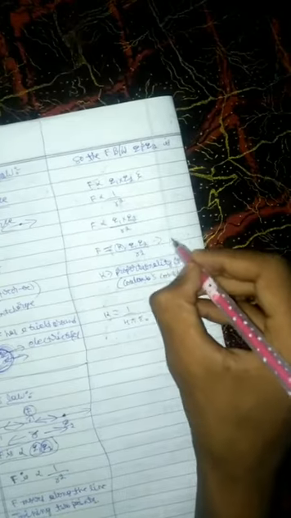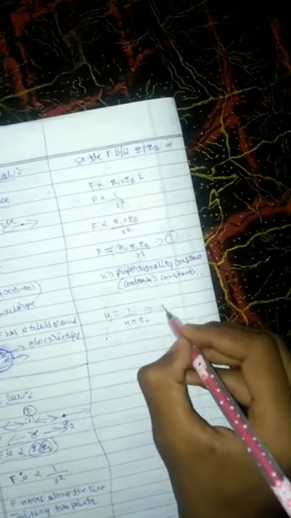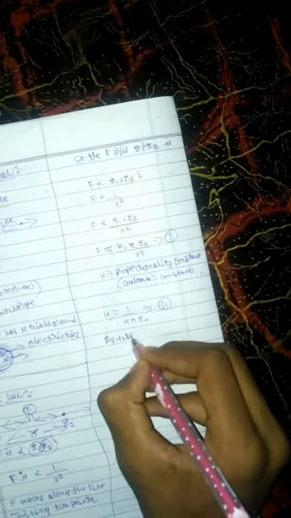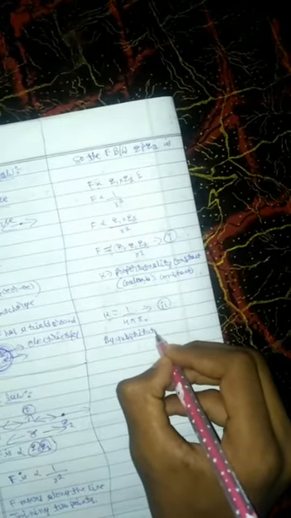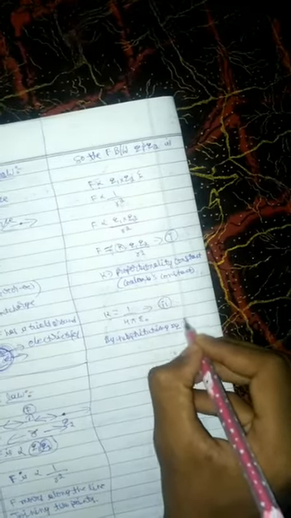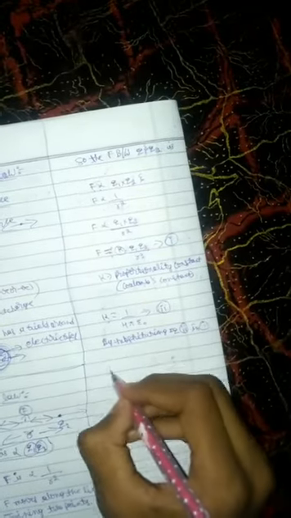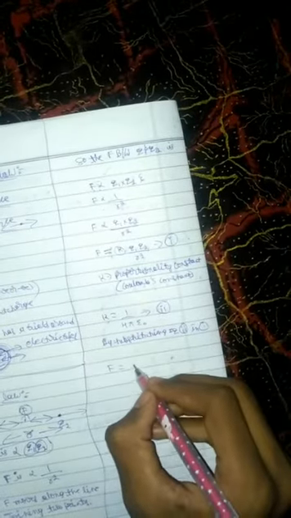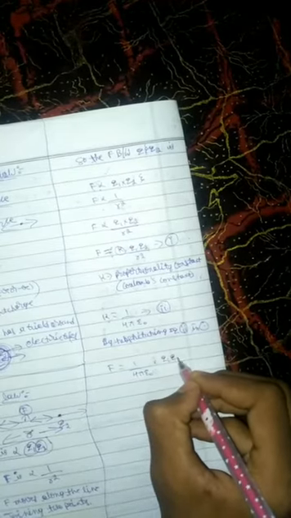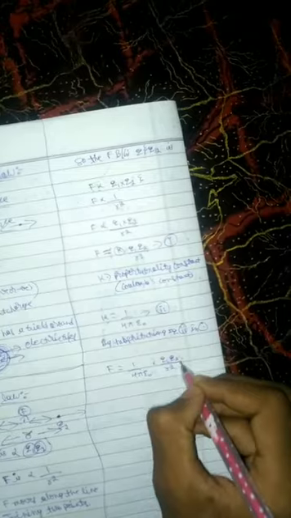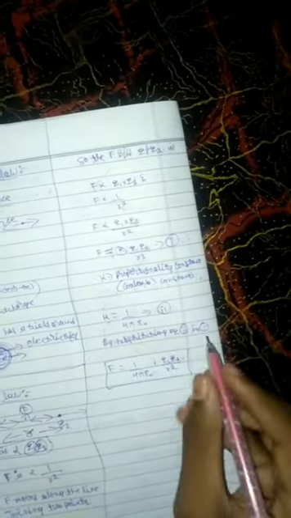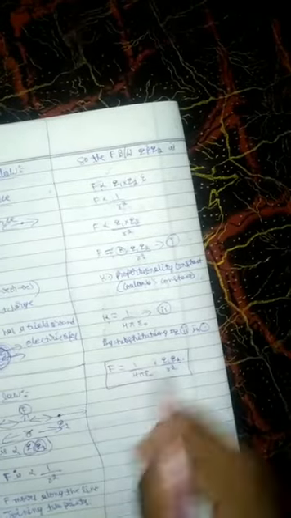So first, guys, let us consider this as equation 1 and this as equation 2. By substituting equation 2 in 1, we get F is equal to 1 by 4 pi epsilon naught into Q1 Q2 by R square. Okay, guys, so this is the electrostatic force between two point charges, Q1 and Q2.